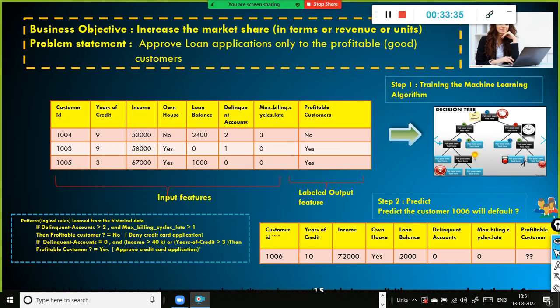What is the way out? Is it possible for me to achieve that target? So what you are doing is you are taking a random sample of the data and you are just looking at it. You have taken the data from the existing customers, and you are seeing that this customer ID is 1004, his years of credit is 9, and his income is this one. He is not owning a house, his loan balance is this one. Delinquent, the last 2 times his account became delinquent. Maximum billing cycles late was 3, and is he a profitable customer? No.